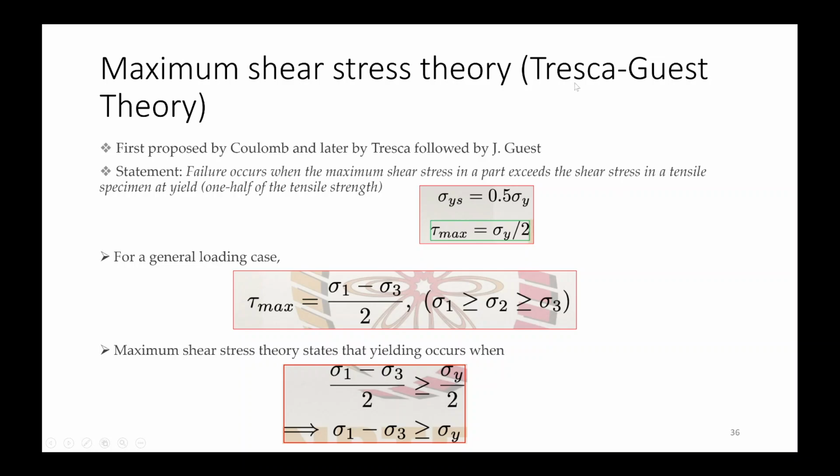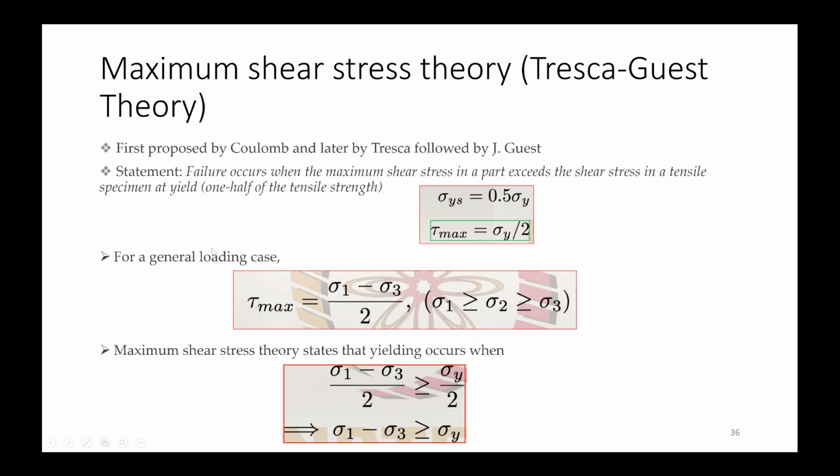Now maximum shear stress theory, Tresca-Guest theory. This was first proposed by Coulomb and later by Tresca followed by J. Guest. Now their statement is failure occurs when the maximum shear stress exceeds the shear stress in a tensile specimen at yield, so one half of the tensile strength. So this says sigma ys equals 0.5 sigma y. So your shear stress is equal to half of the yield stress.